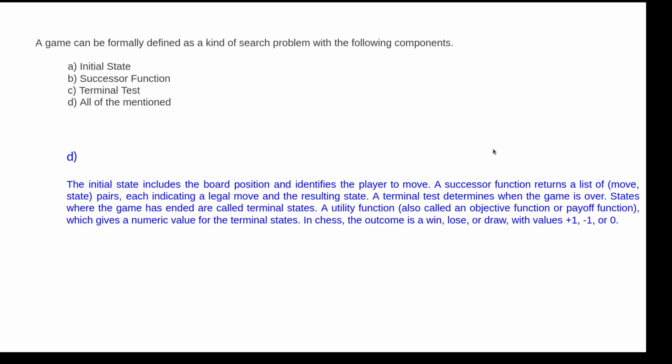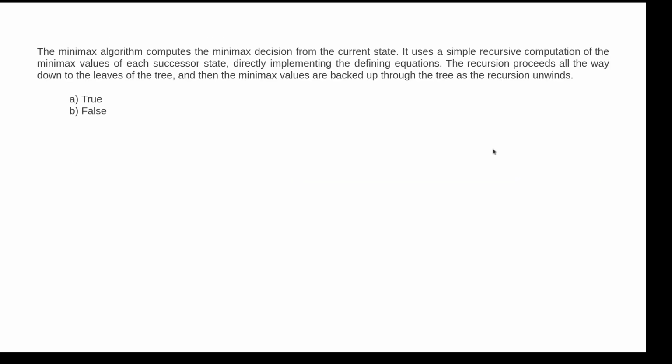The initial state includes the board position and identifies the player to move. We already discussed what the terminal state is. The minimax algorithm computes the minimax decision from the current state. It uses a simple recursive computation of the minimax value of each successor, directly implementing the defining equation. The recursion proceeds all the way down to the leaves of the tree, and the minimax values are backed up through the tree as the recursion unwinds. So this is how minimax works. Whether it's true or false, obviously it is true.